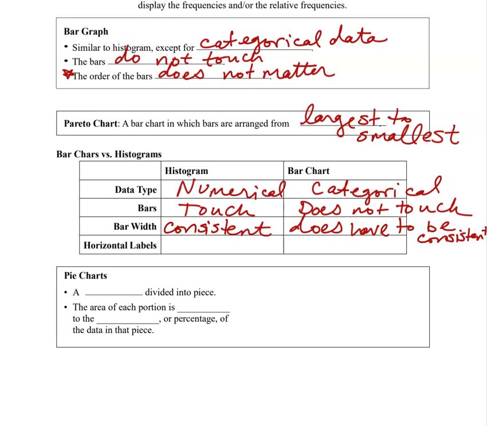And then with histograms, the horizontal label is in numerical order, right? It goes from smallest to largest because it's on a number line. Whereas with bar charts, any order is fine. There is no inherent order.